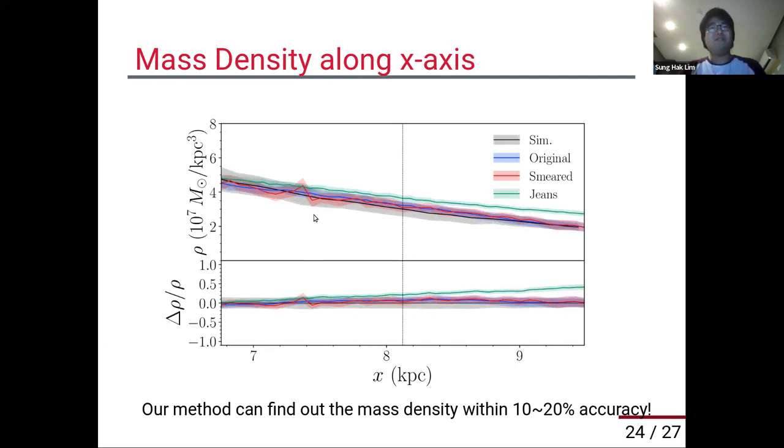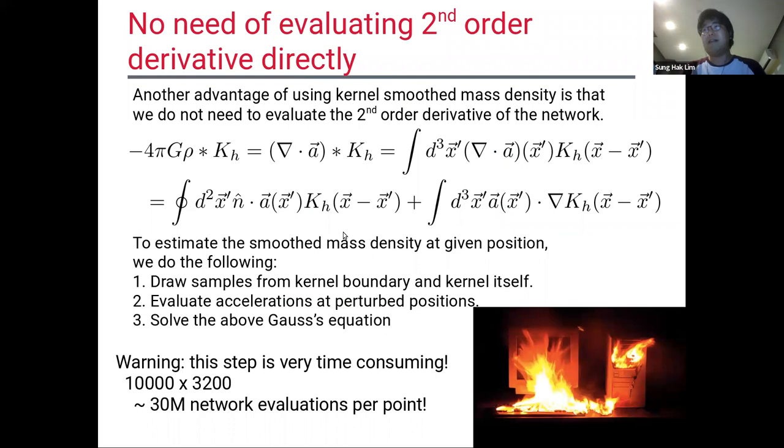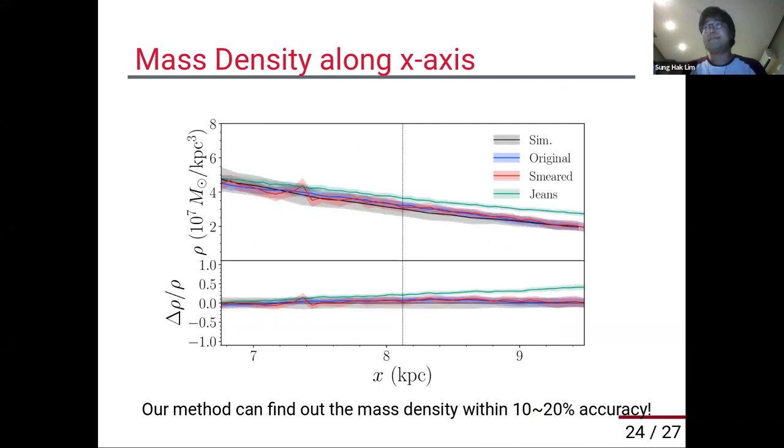One thing you could notice is some small kinks in here, but these are just artifacts. As I explained previously, in order to evaluate these integrals we use Monte Carlo integration, so there are some statistical uncertainties propagated from there. But overall, all the results agree within 10 to 20% accuracy.